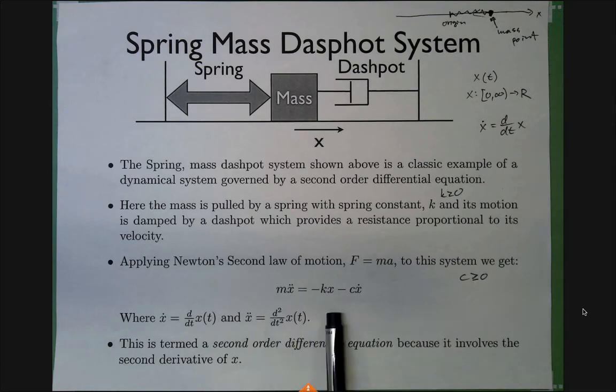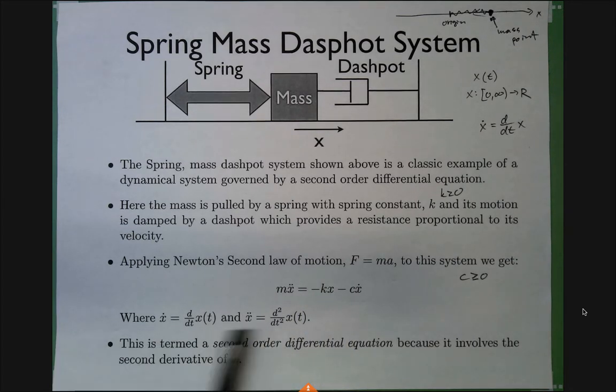And the motion of this system is completely characterized by the second order differential equation, because it involves the second derivative of x, okay? So this is known as the damped harmonic oscillator.